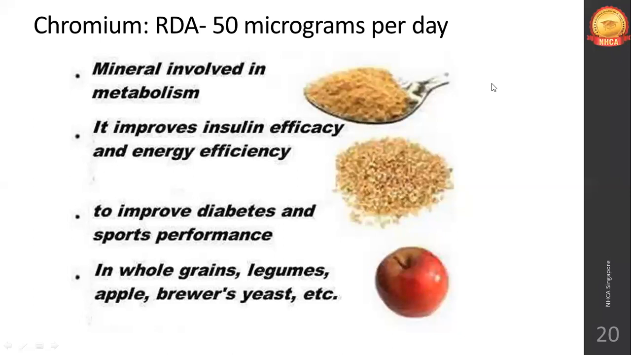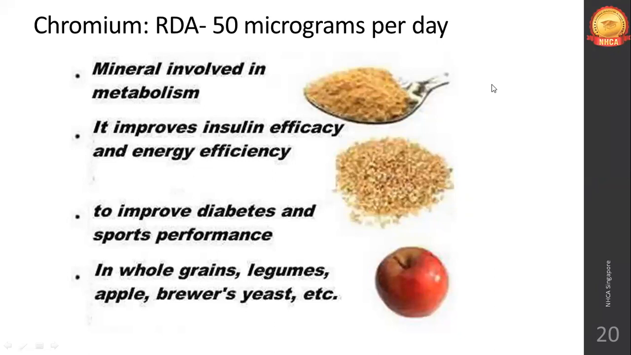So functions of chromium: it is involved in metabolism, specifically the action of insulin and how it affects carbohydrate, lipid, and protein metabolism. It improves your insulin's efficiency and energy efficiency, the way insulin reacts to high blood glucose level, and how much energy your body is going to produce after metabolism. For that also chromium is important to improve diabetes and sports performance.